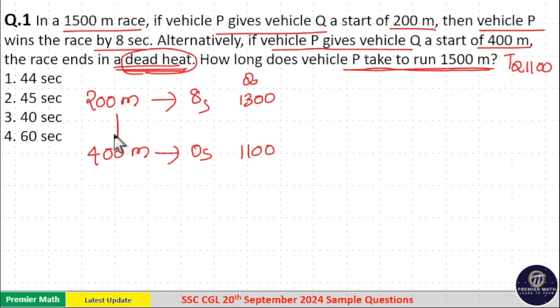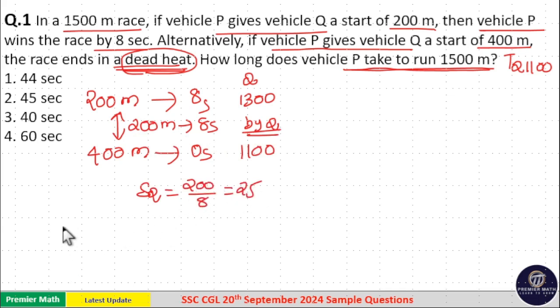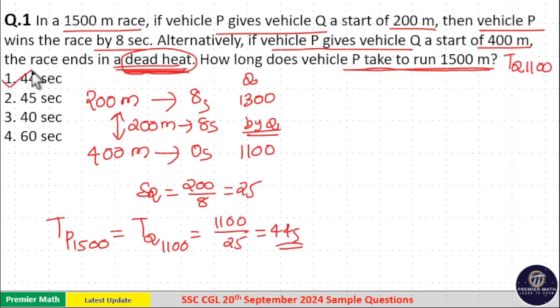Now, here take the difference. The difference is 200 meter, which is covered in 8 seconds by Q. That is, the difference between 1300 and 1100 is the same as the difference between the head starts here, which is 200 meter, covered in 8 seconds by Q. So, the speed of Q is 200 by 8, which is 25. Then, the time taken by P to cover 1500 is the same as the time taken by Q to cover 1100 because of this dead heat, which is equal to 1100 divided by 25, which is 44 seconds. Now, option 1 is your answer.